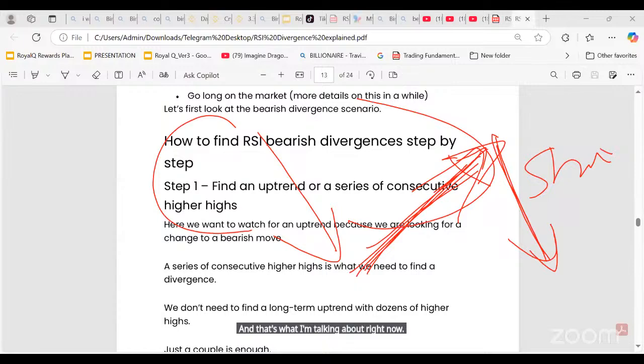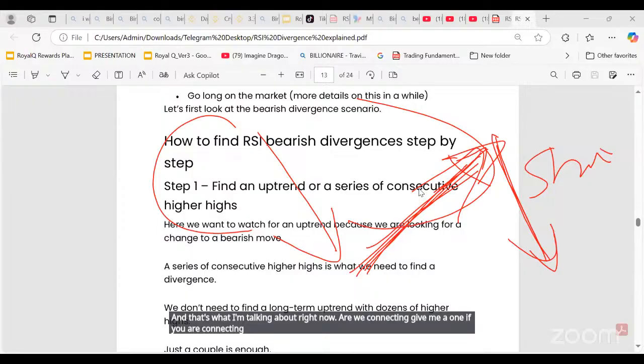Are we connecting? Give me a one if you are connecting.